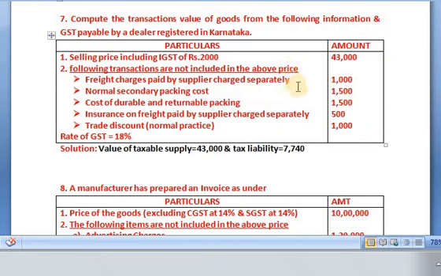Okay, so you need to add all the expenses and go for deducting the trade discount. Okay, so with this, 6 marks questions of this type will be ending.